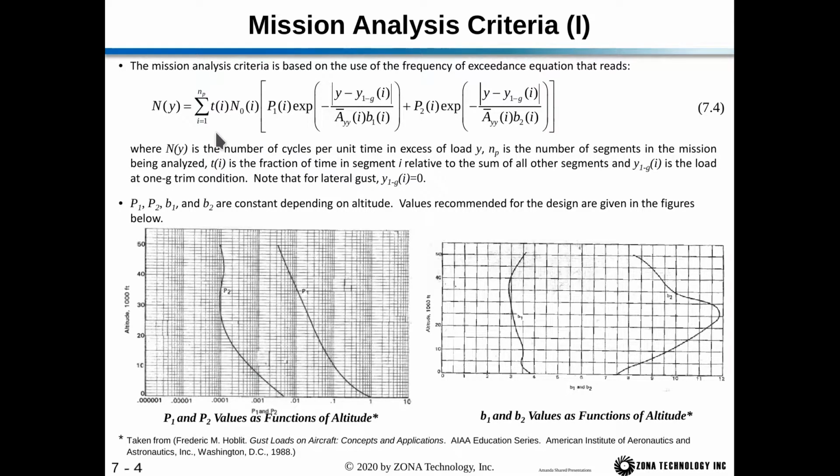T of i is the fraction of time in segment i relative to the sum of all other segments. And then y1 minus g of i, this term here and here, is the load at the 1g trim condition. Now for lateral gust, this term would be 0. Now P1, P2, B1, and B2, those are our terms here, here, here, and here, are constants depending on the altitude, and values recommended for the design are given in these figures below. This figure is for P1 and P2 as functions of altitude, and then this figure is B1 and B2 values as functions of altitude.